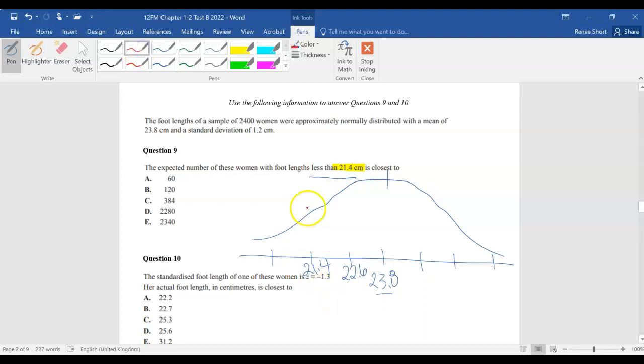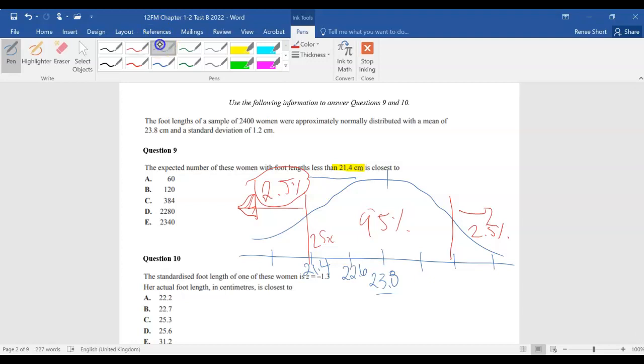Now, less than 21.4 means out this way. And since 21.4 is 2 standard deviations below the mean, remember 95% of the data fits in here, and 2.5% of the data then sits in each tail. So what we have is 2.5% of the women have foot lengths that are less than 21.4.